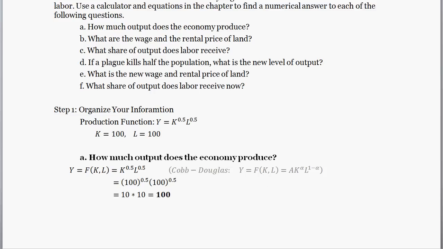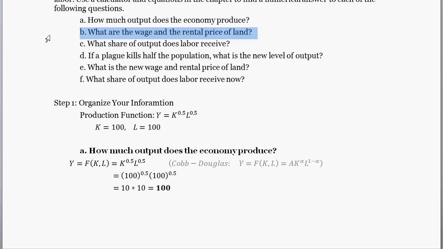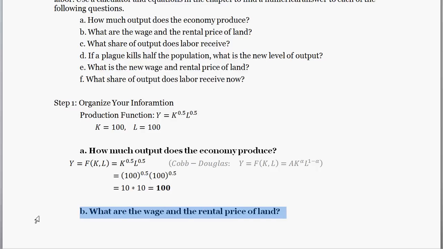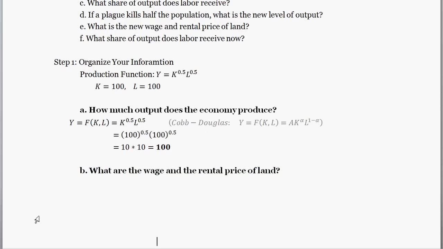Okay, so far, so straightforward. For part B, it asks the following. So what is the wage and the rental price of land?